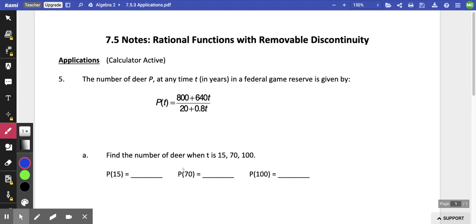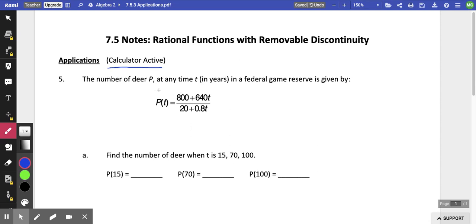Application problems give us a little bit of context for our mathematics. First of all, these are calculator active, which means you're probably going to need a calculator to do the work on this, so have one handy. It doesn't necessarily have to be a fancy calculator. A four-function calculator or the one on your phone would work just fine here.